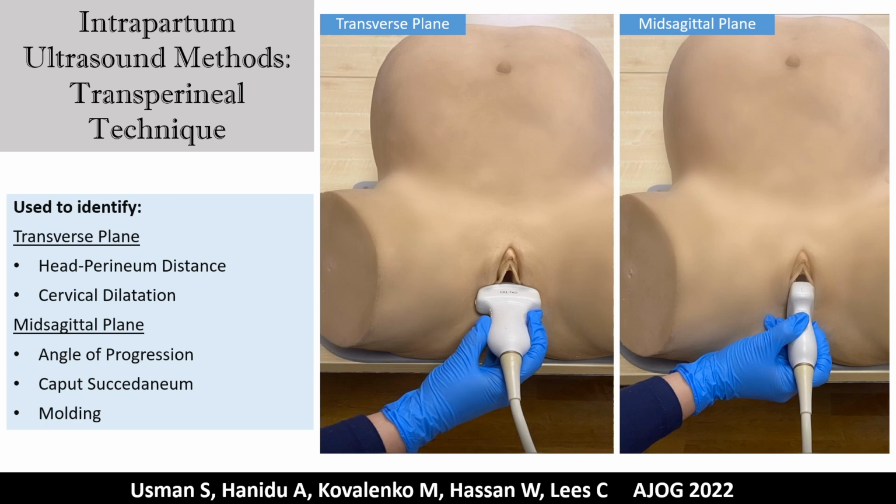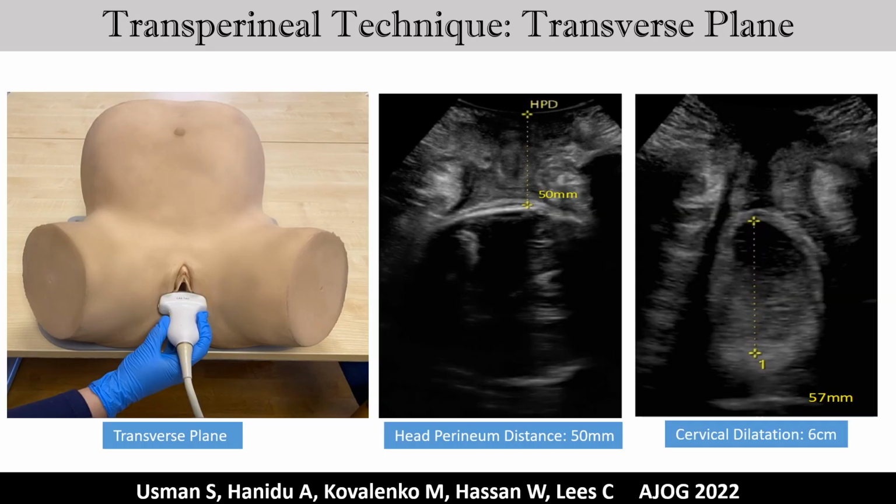Transperineal ultrasound techniques are used to assess fetal head station expressed as angle of progression and head perineum distance, and also used to assess cervical dilatation, caput succedaneum, and molding. Sonographic assessment of fetal head station is best performed by transperineal ultrasound. To measure head perineum distance and cervical dilatation, the ultrasound probe is placed transversely between the two labia majora, with the woman in a semi-recumbent position with flexed legs and knees and empty bladder.